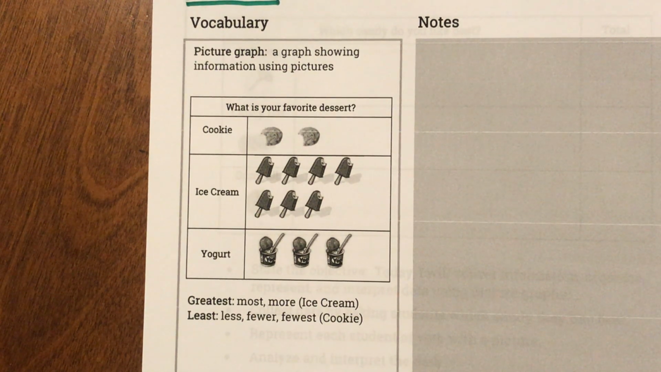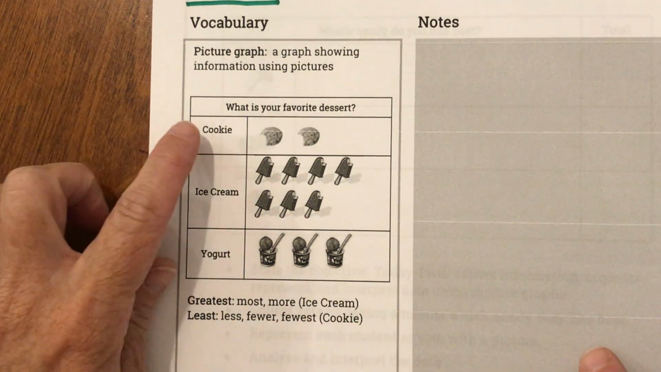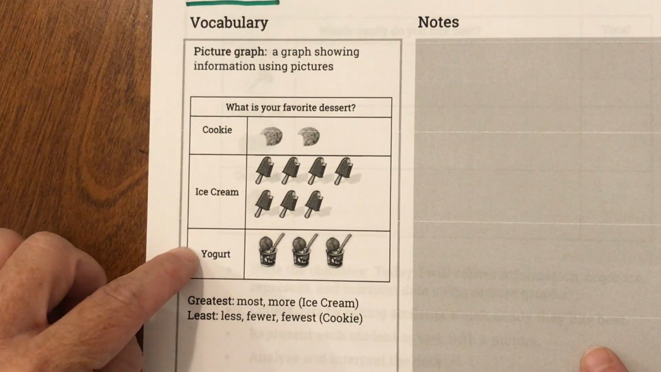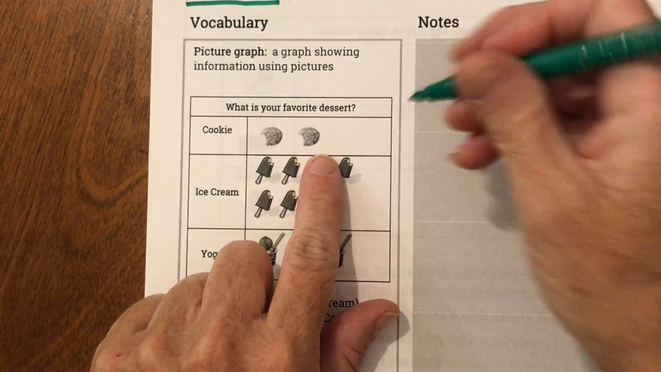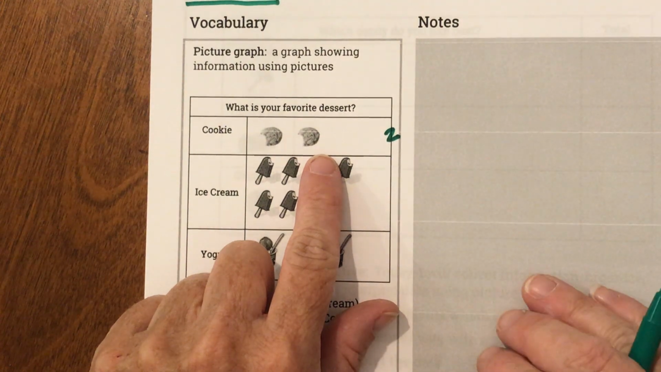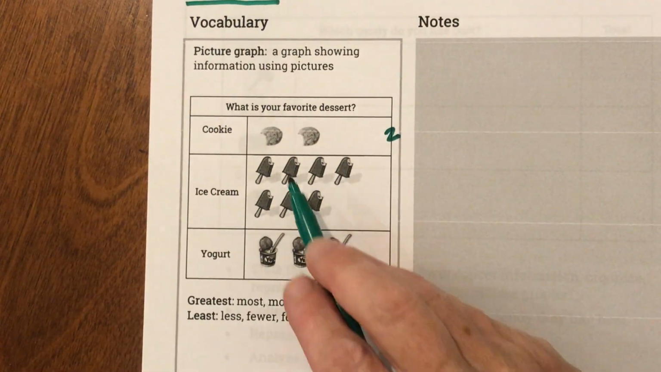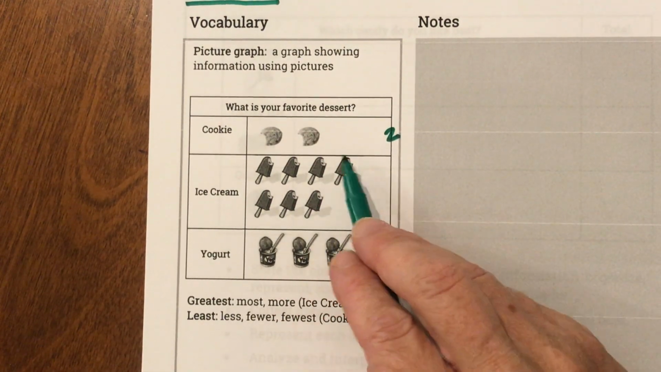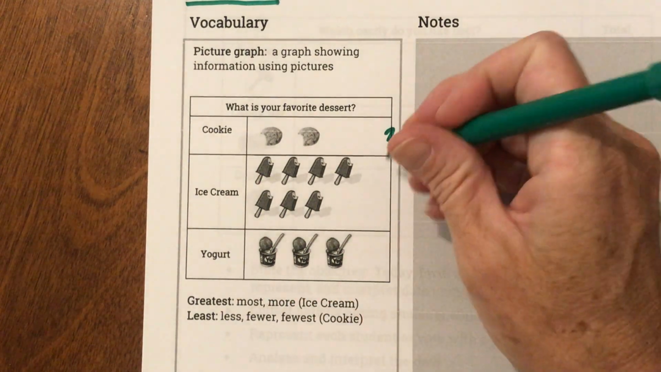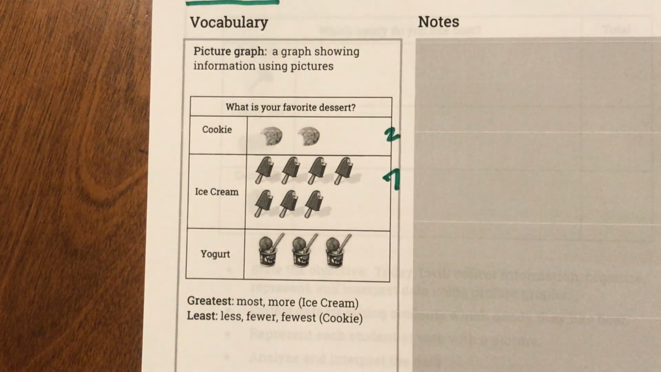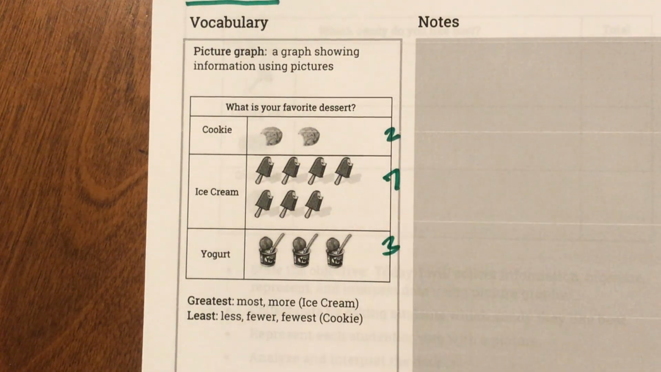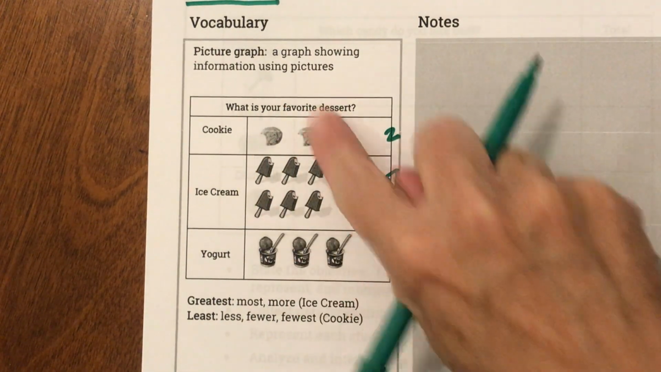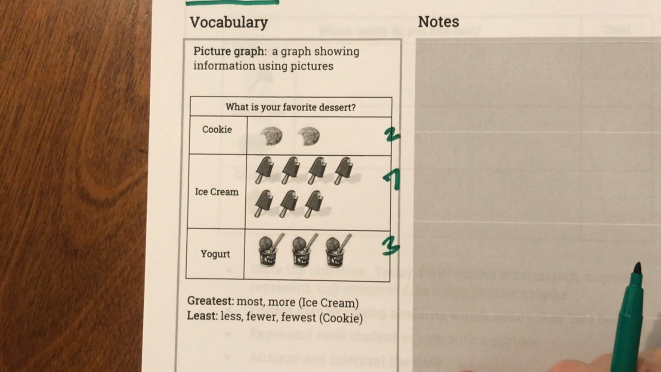This graph's title is What is your favorite dessert? If you notice, it says cookie, ice cream, and yogurt were the choices. Next to cookie, we see two pictures. That means that two people voted for cookie. Let's count how many ice creams we see. 1, 2, 3, 4, 5, 6, 7. So 7 people voted for ice cream. And 1, 2, 3 people voted for yogurt. So the pictures tell you how many votes it had.